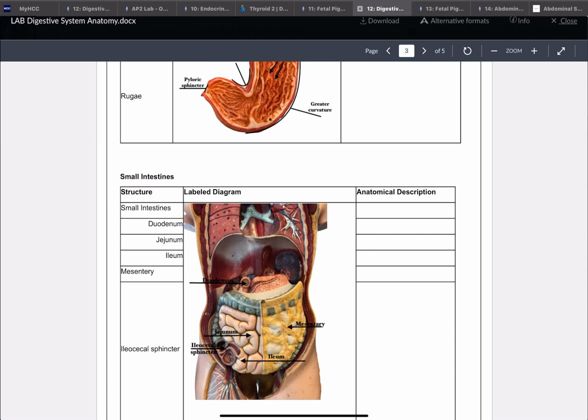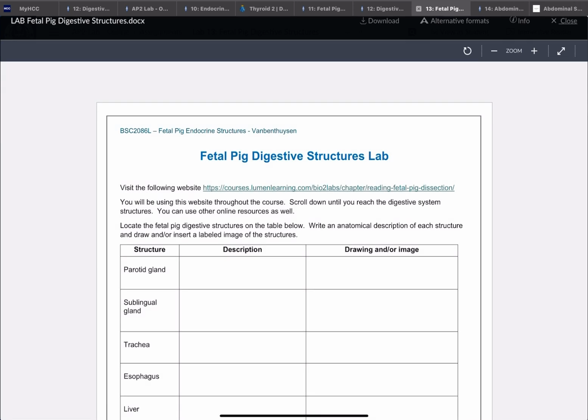So for example, to me, the pancreas looks like a cow tongue. So my description would be cow tongue. So if I saw an organ with an arrow pointed to it on a lab exam that looked like a cow tongue, I would be able to associate, hey, that's the pancreas. So it doesn't have to be a textbook definition. It's your description of whatever you think that looks like. So again, that you can identify it on a lab exam.